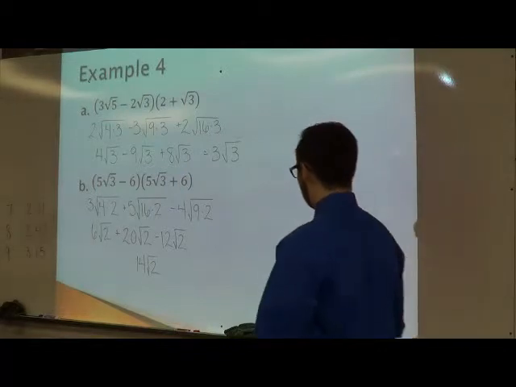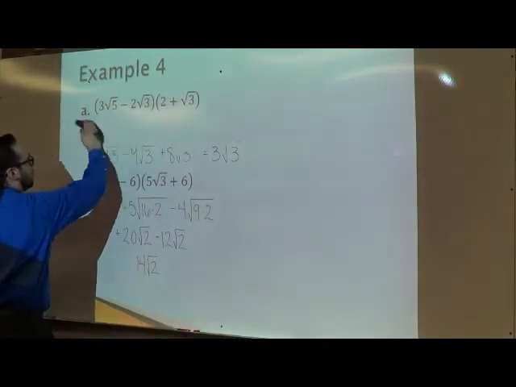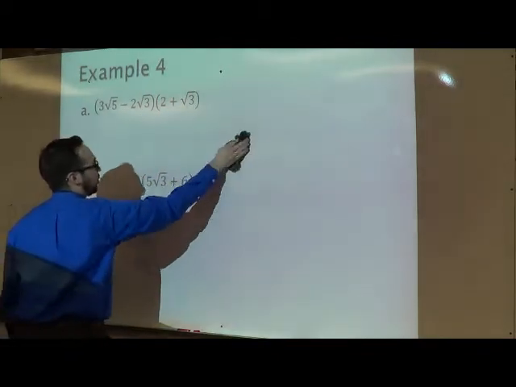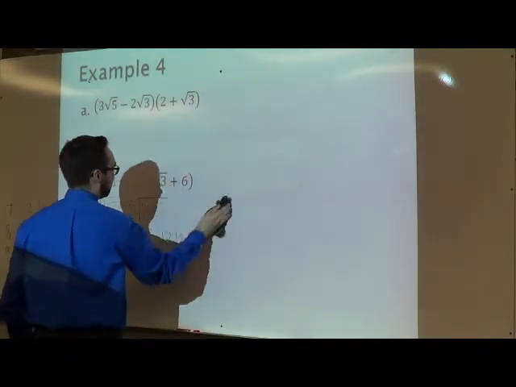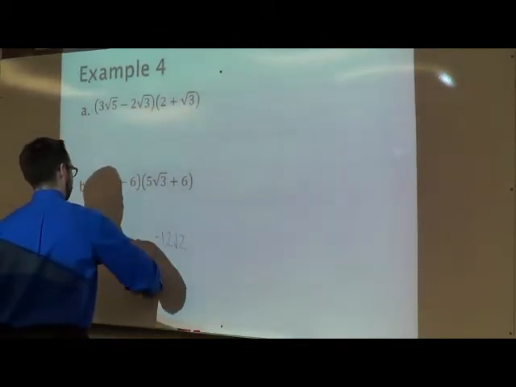Our next example comes with FOILing. So this is where we're going to multiply radicals. We're still multiplying radicals, so the same rules apply as before. The only thing here is we're also potentially going to be adding them at the end.